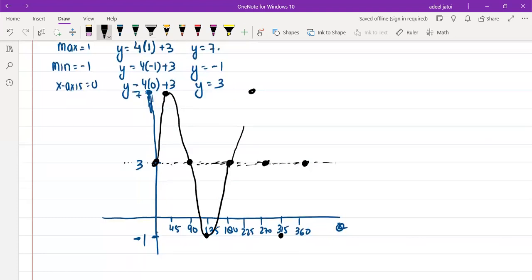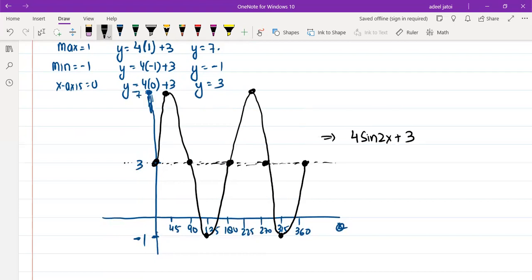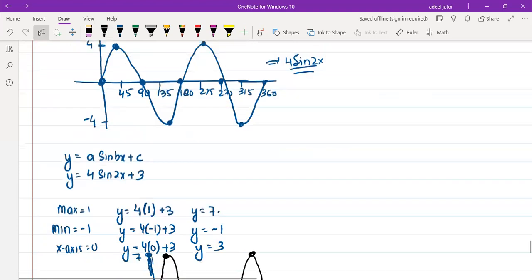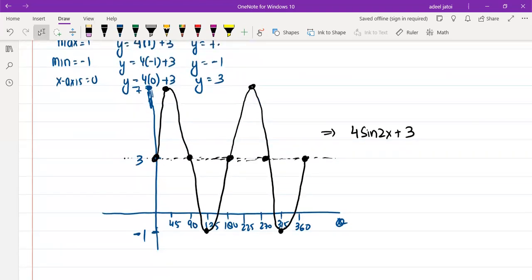Then moving upward again with the same axis, this becomes your second cycle. So this is representing 4 sine 2x plus 3. The entire concept is that the graph that was on 4 and minus 1 has been shifted, the entire graph has been shifted upward by 3.